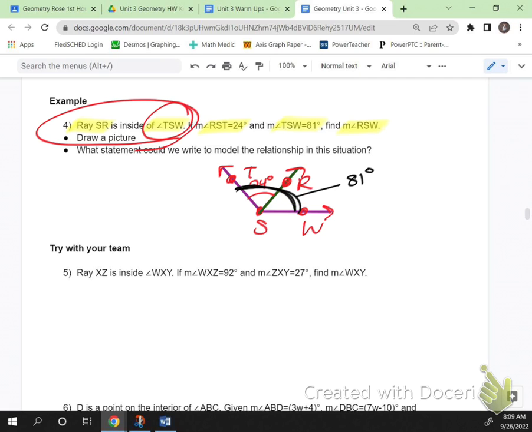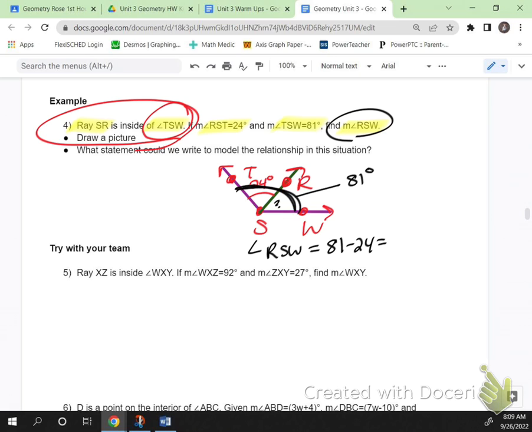We need to find this little angle here. The whole angle is 81. The little angle, RST, is 24. What should we do to find the measure of RSW? We should subtract 81 minus 24.